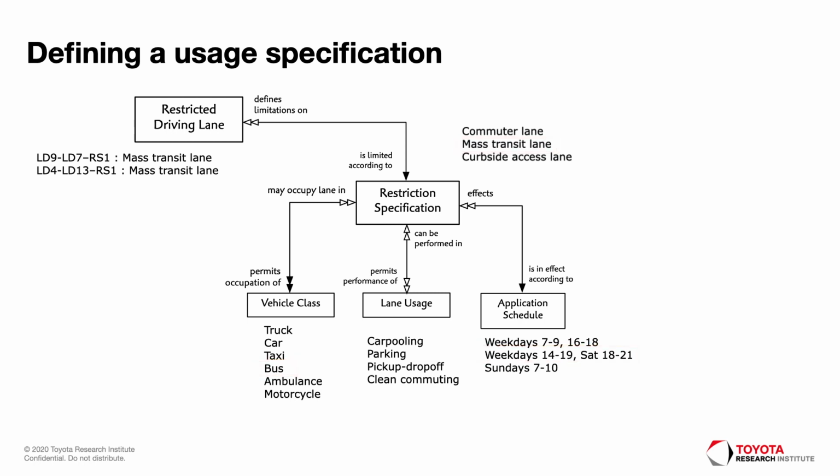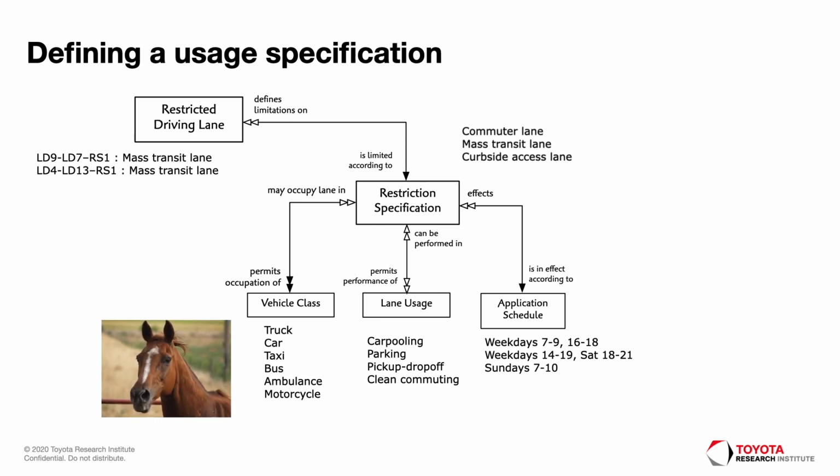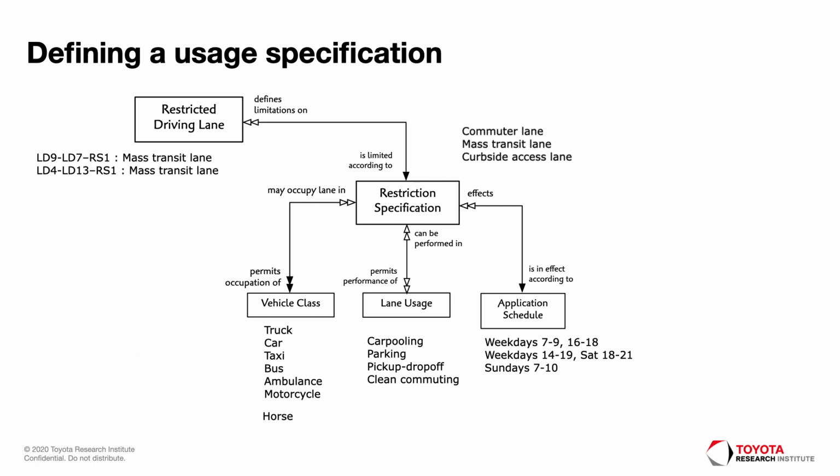And now for the magic. We can use these semantic building blocks to accommodate a type of restricted lane that we've never seen before. Let's say we encounter a horse lane for some reason. Okay, well, we can just instantiate the vehicle class horse, maybe a lane usage such as transport butter, and maybe only on Sunday mornings, for which we already have a schedule instance.